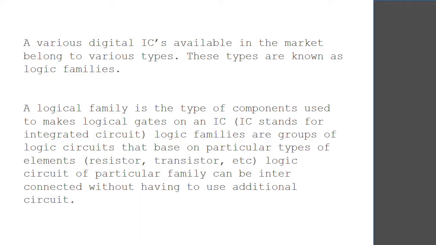Various digital ICs available in the market belong to various types. These types are known as logic families. What is a logic family? A logic family is the type of components used to make logic gates on an IC, which stands for integrated circuit. Logic families are groups of logic circuits based on particular types of elements, such as resistors, transistors, etc. A logic circuit of a particular family can be interconnected without having to use an additional circuit.